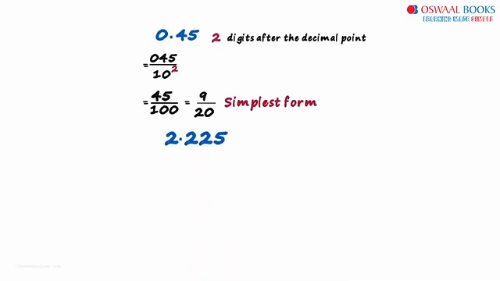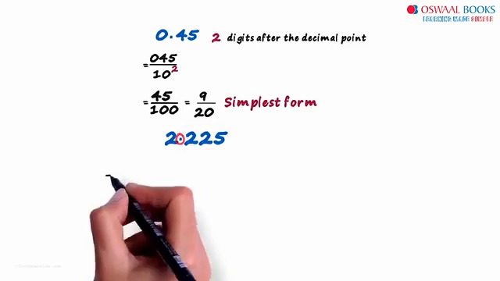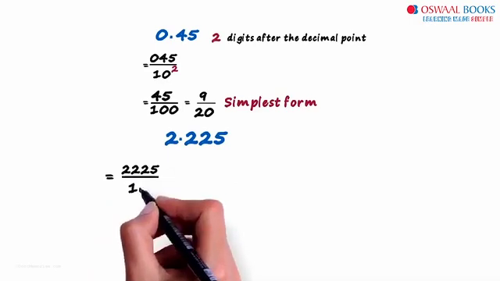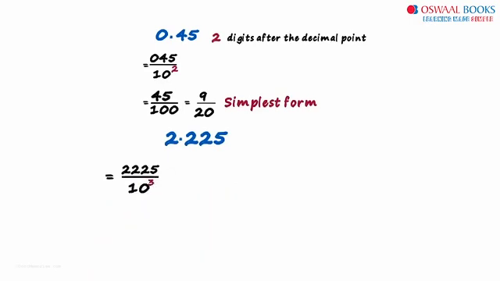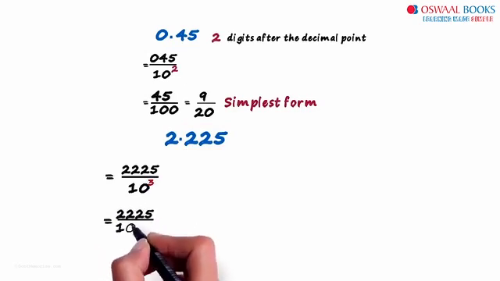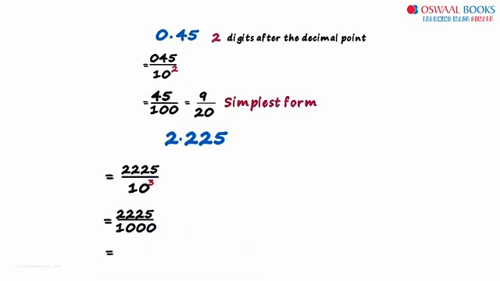2.225. It has 3 digits after the decimal point. So first we write the number without the decimal. It will be 2225 and divided by 10 raised to 3. We write 3 as the power of 10 since we have 3 digits after the decimal point. And that will equal 2225 by 1000. And this can be reduced to 89 by 40. So we wrote 2.225 as 89 by 40.